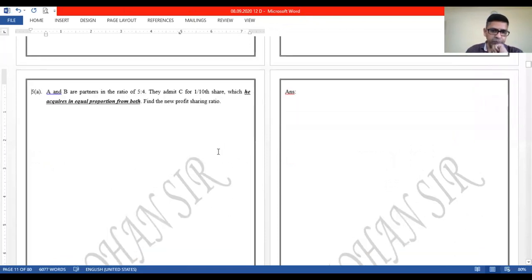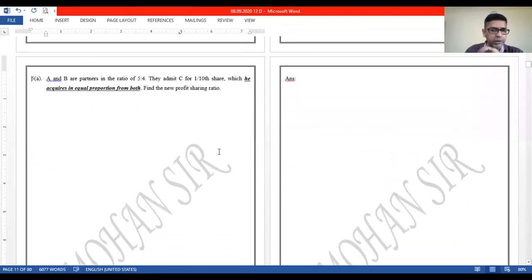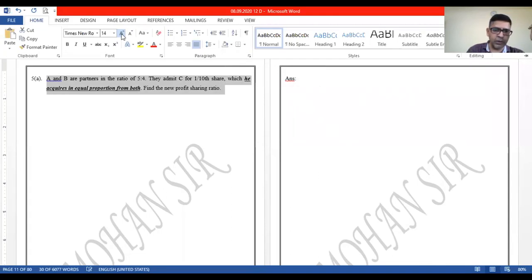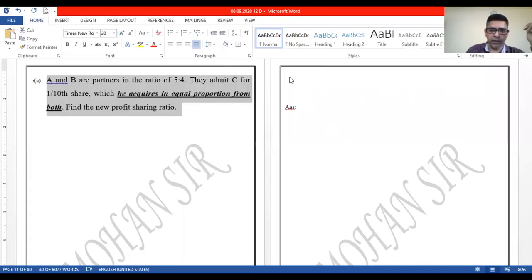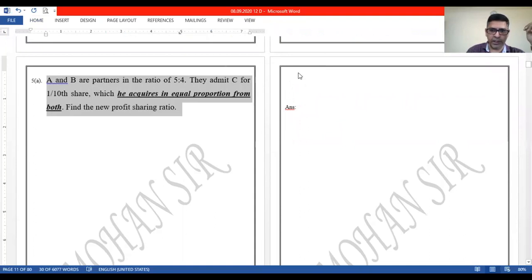Okay, now something for sacrifice, which was there in the previous chapter also. A and B are partners in the ratio of 5:4. That's the old ratio given. They admit C for 1/10 share, which he acquires in equal proportion from both. And find the new ratio. So this is again something new over here. Okay. So how do we start with the sum now?